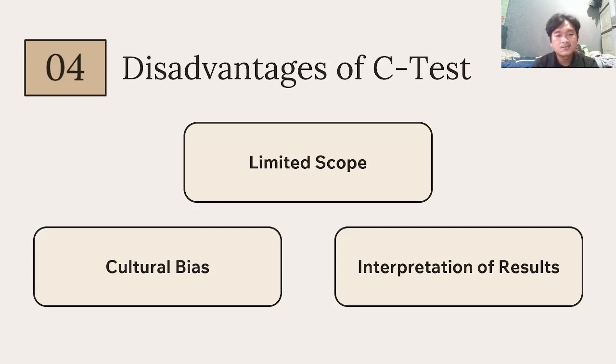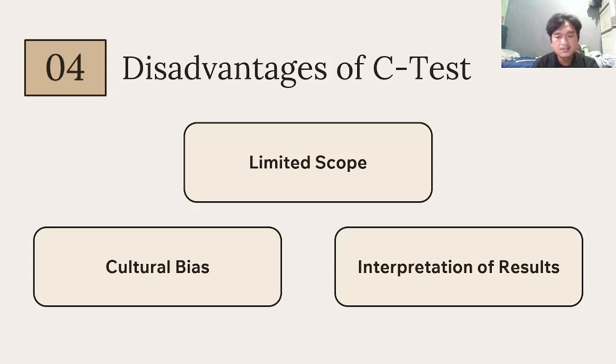The second is cultural bias. Certain phrases, vocabulary, or grammatical structures may be more common in specific cultures or regions. If a C-test relies heavily on language that is culturally specific, learners who are not familiar with that usage may struggle, regardless of their language proficiency.